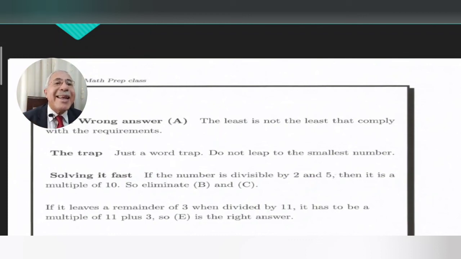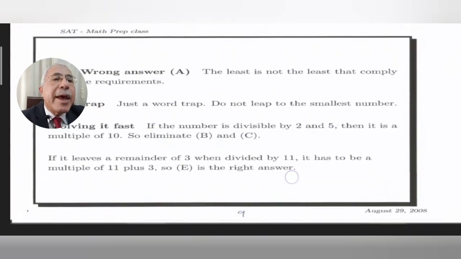Do not leap to the smallest number. You have to know the case very well. You have to apply both cases. This is very important. Solving it fast: if the number is divisible by 2 and 5, then it is a multiple of 10. 2 times 5 is 10. So any number must be a multiple of 10. So eliminate B and C because they are not multiples of 10. So this is another way of solution.